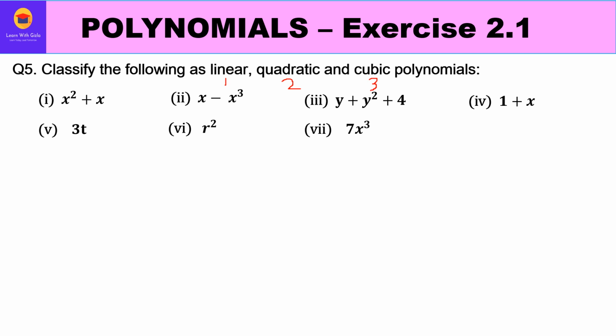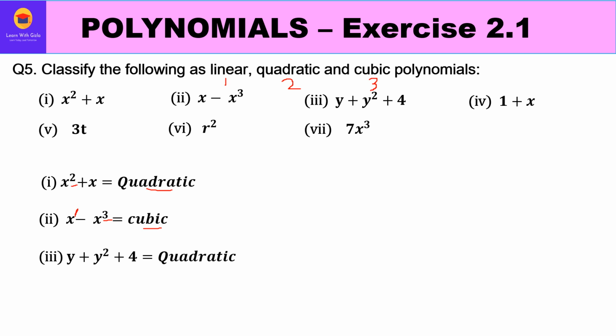Yes, so let us start with the first one. Over here, if you observe, the highest power is 2, right? So the degree is 2. When the degree is 2, it is a quadratic polynomial. In the second one, the highest power is 3. So the degree is 3. So it is a cubic polynomial. Here the power is 1. So the highest is 3 over here. Degree is 3. When the degree is 3, it is a cubic polynomial.